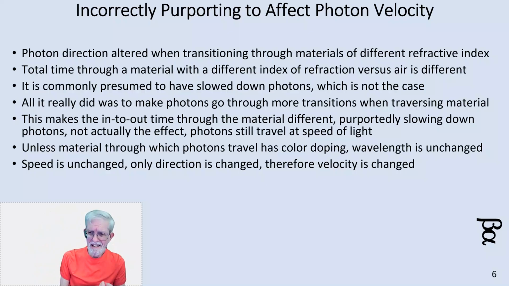If we add material to the material that's traversing for color doping, we can not only change the end-to-end speed, we can also change the color or the wavelength when we bend the light. The speed is still unchanged, only directions change, but the velocity therefore is changed.